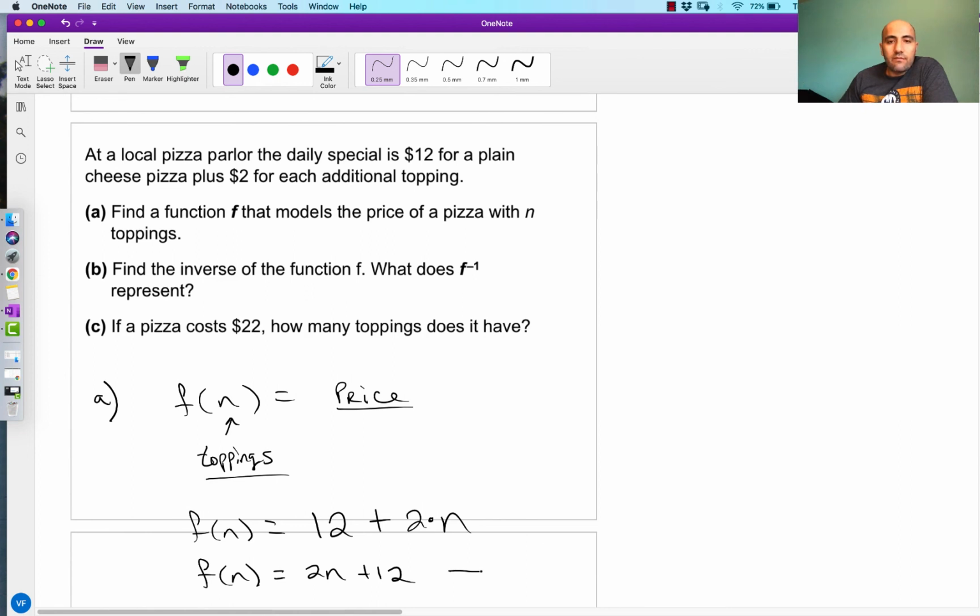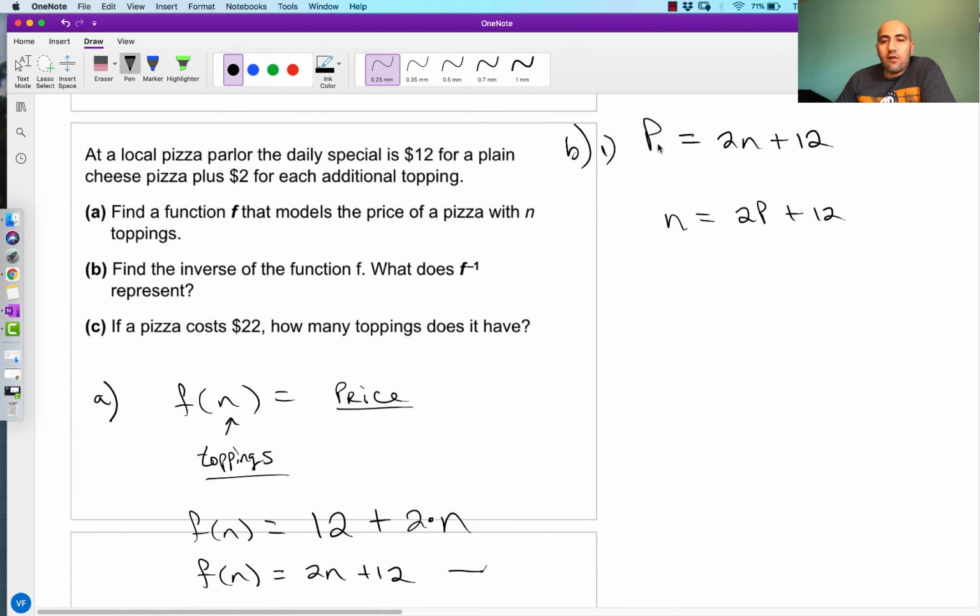Okay, so then for part B, let's put part B over here. Again, following those steps, we're going to let y equal to 2n plus 12. Why y? Let's use p for price. So the price equals 2 times the number of toppings plus 12. So step 1 is to get it away from function notation. Step 2 was to interchange the letters, so that it'll be n equals 2p plus 12.